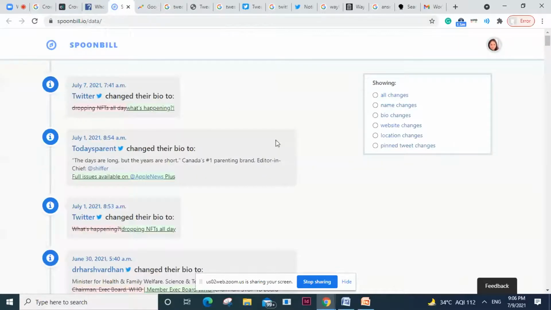This is another important tool, especially used for fact checking and verification. There are a lot of people who keep changing their tweets, who keep changing their bio and all. So this actually gives you the whole idea of who has changed their name, bio, website, location. So this is an interesting tool.